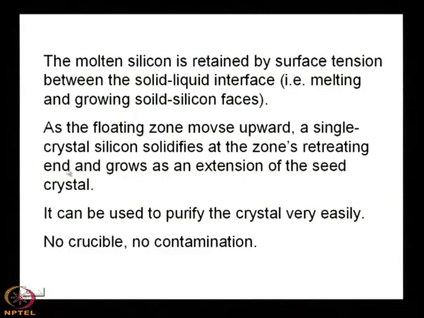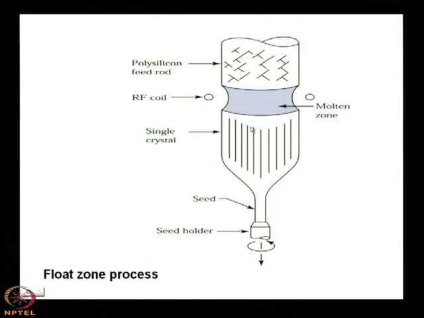As the floating zone moves upward, see the spelling mistake, floating zone moves upward, a single crystal silicon solidifies at the zone's retreating end and grows an extension of the seed crystal. Retreating end means this end, this is the retreating end. So, as it moves, the single crystal increases as it moves upward.